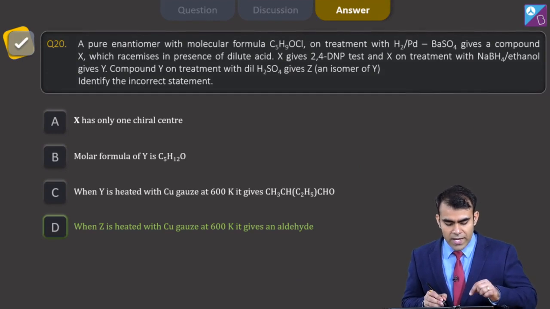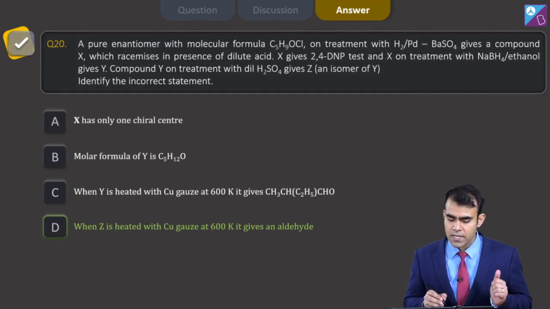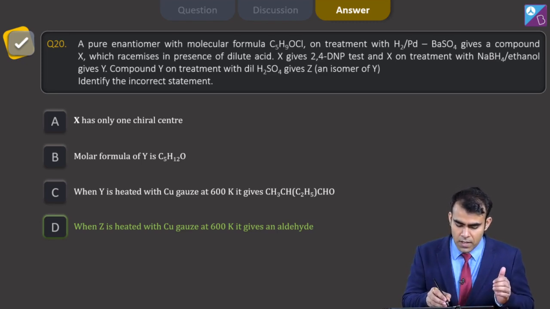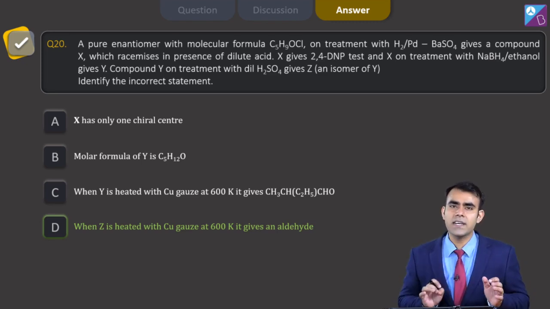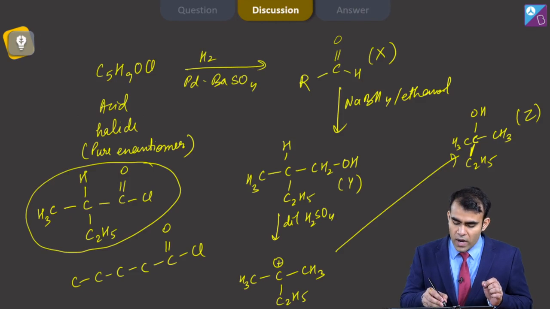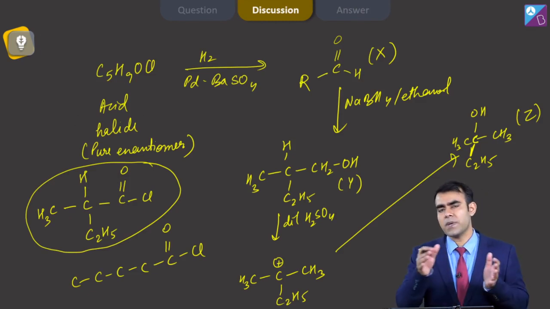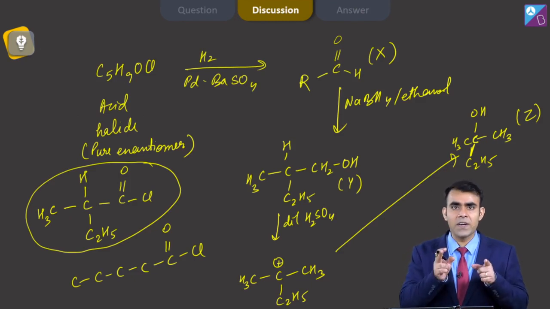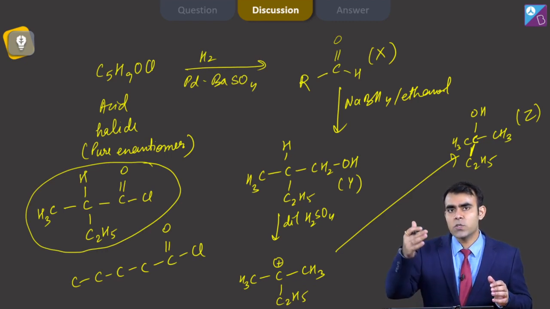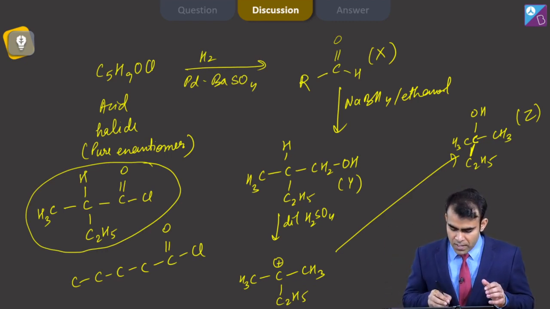Then next is when Y is treated with copper gauze at 600 Kelvin, it gives this compound. Now copper at 600 degrees Celsius behaves as an oxidizing agent. Now it behaves as an oxidizing agent. It oxidizes Y to an aldehyde. If it is a secondary OH group, it oxidizes it to ketone, and if it is tertiary, then there is dehydration. There is no oxidation to any ketonic or carboxylic group.